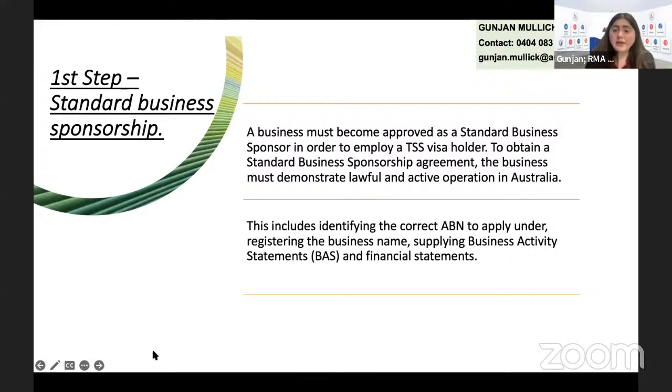This includes the ABN, business registration, the business activity statements and financial statements. These are the main documents: lease agreement, business registration, the business activity statements, and profit and loss statements of at least the last 2 financial years. The department also wants to see whether the business has not been going into loss.